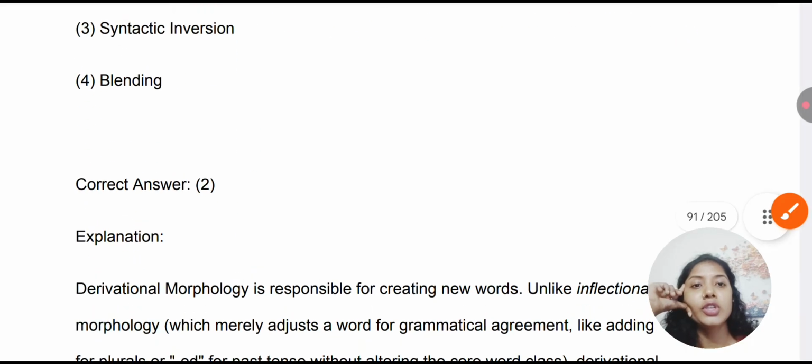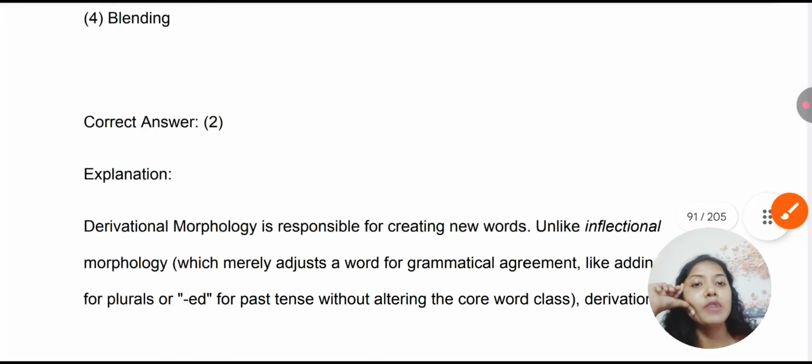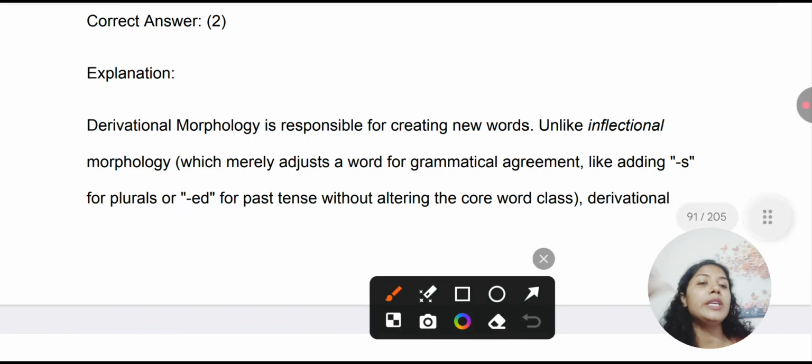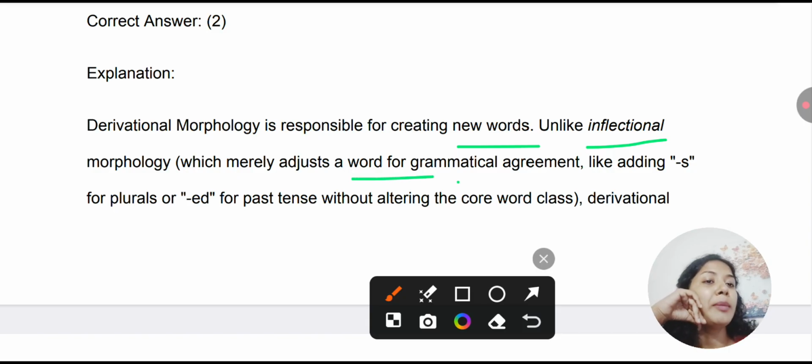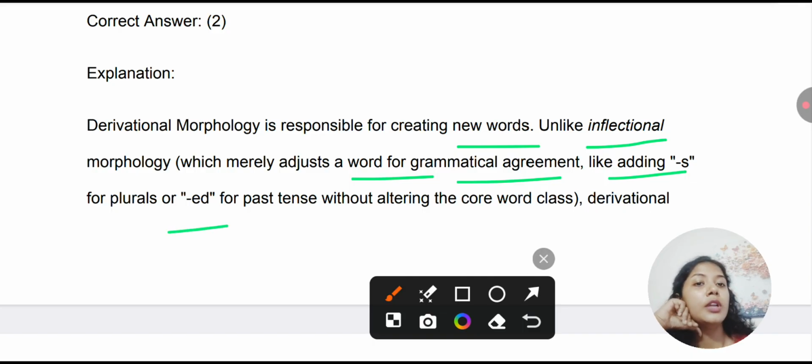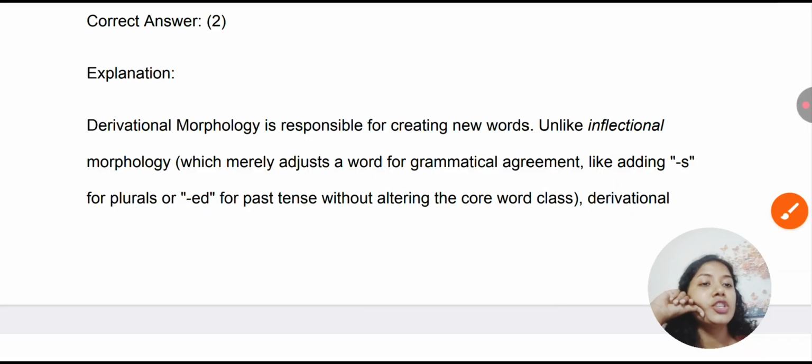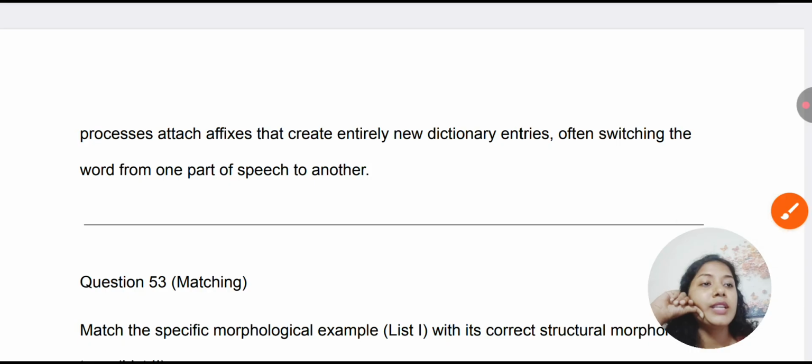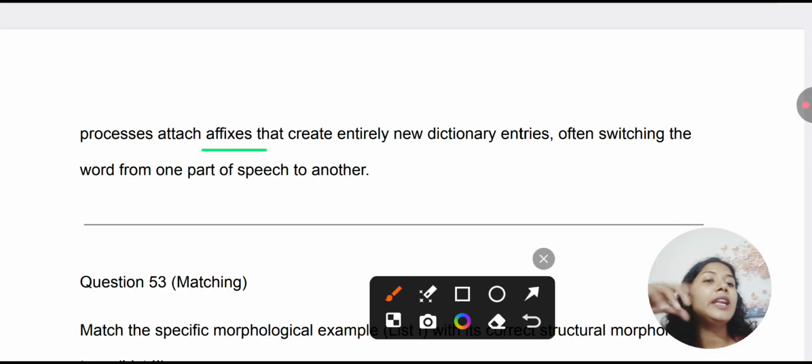Correct answer of this question would be option 2. This is derivational morphology. Derivational morphology is responsible for creating new words, unlike inflectional morphology. Inflectional morphology adjusts a word for grammatical agreement, like adding s for plurals or ed for past, without altering the core word class, while derivational processes attach affixes that create entirely new dictionary entries, often switching the word from one part of speech to another.